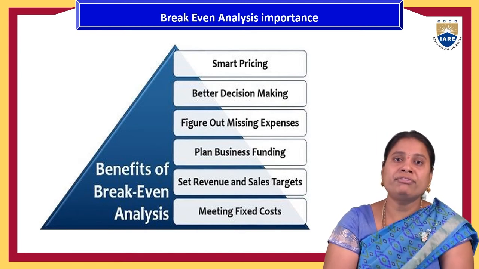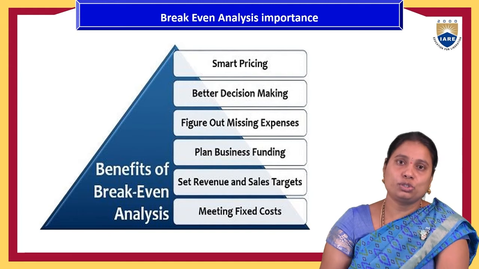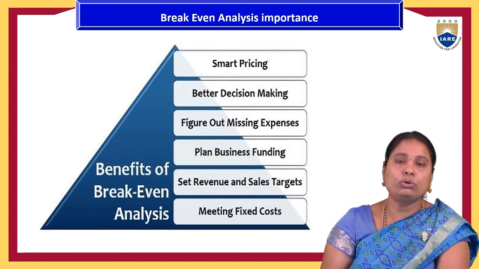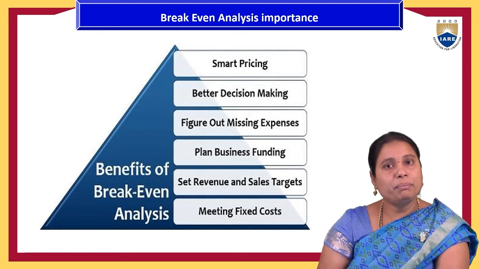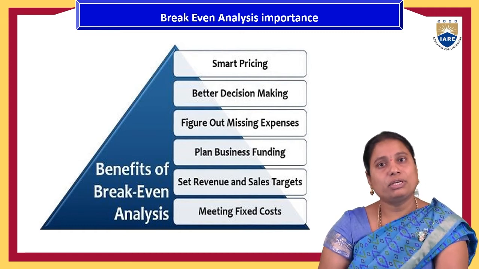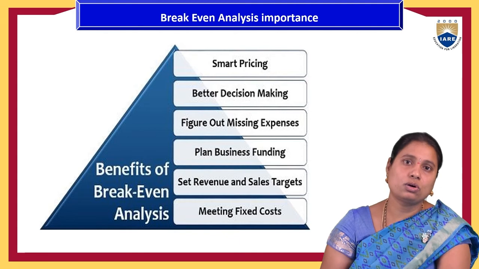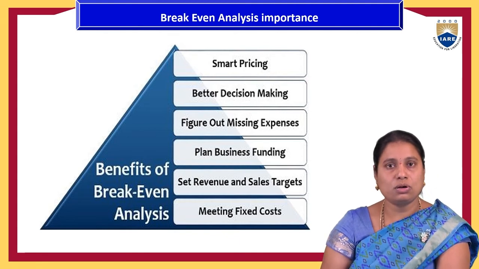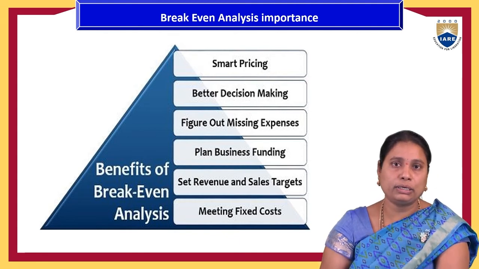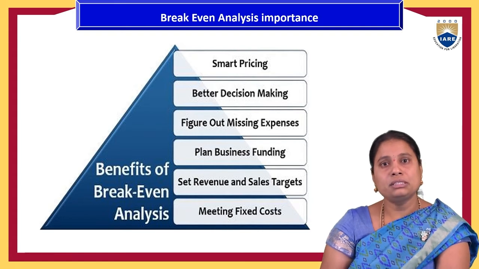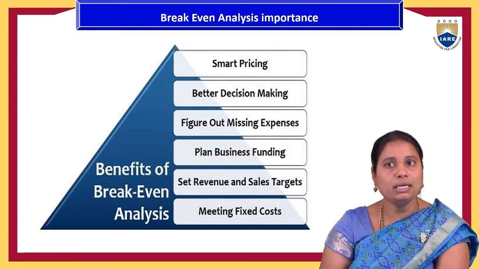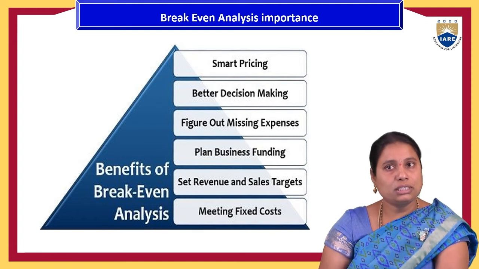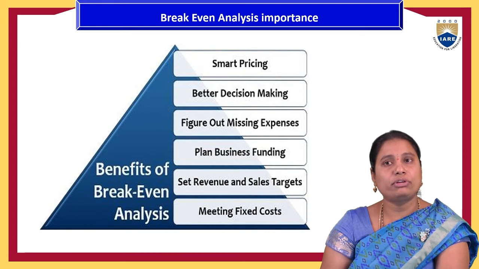Then they can identify the missing expenditures which they failed to include in the production cost, as well as plan the business funding elements, whether they can go for the investment or not, whether they can start the new venture or not, whether they can take the new product into consideration or not. This decision can also be easily taken based on this break-even analysis, and to set the target levels for the revenue generation or for the sales.